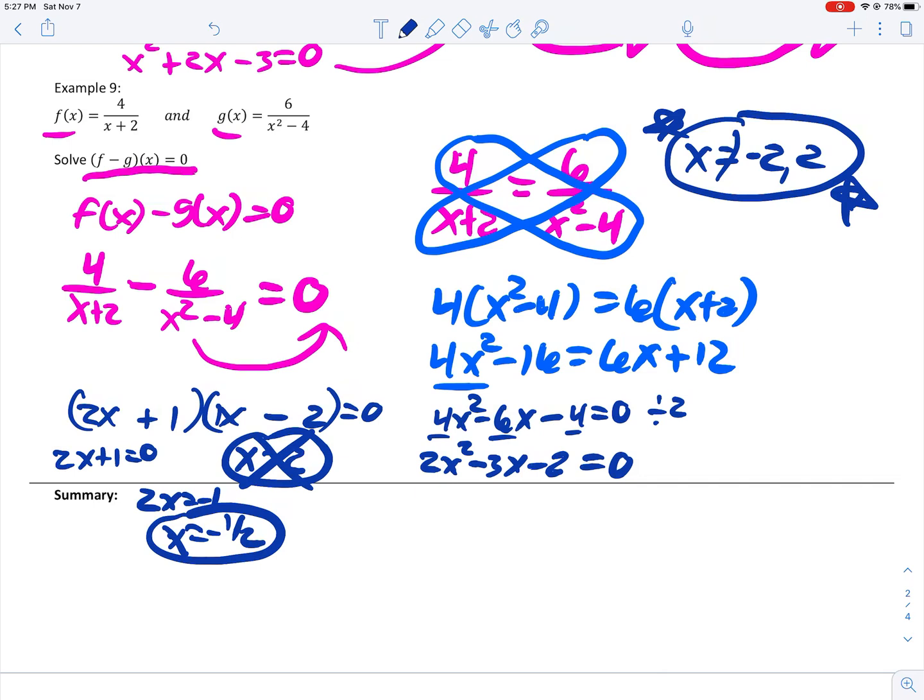Make sure you answer the essential question by writing a 3 to 5 sentence summary at the bottom of your notes here. Once you're done that, you're done with your notes.